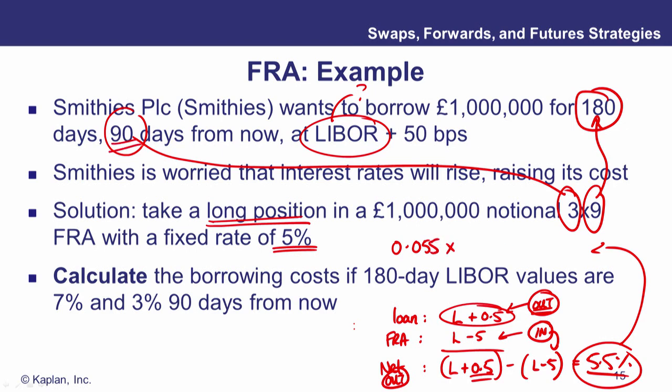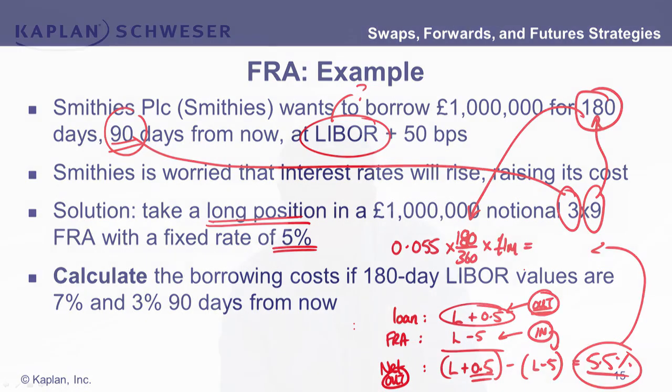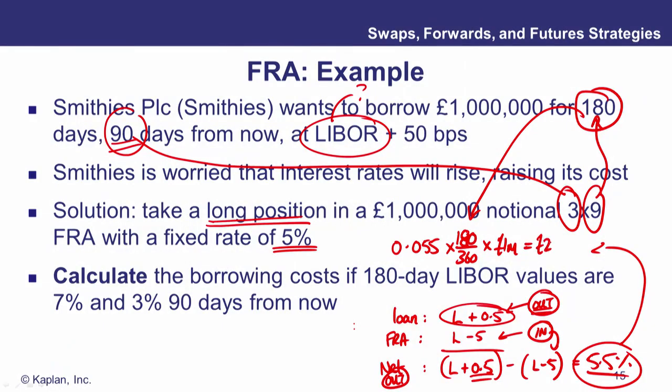There's 180 days in the loan period, multiplied by the notional principal of $1 million. That comes out at 5.5%. Half that, that's 2.75%. Multiply that by $1 million, and we're looking at 27,500 quid. That's definitely what we're going to be paying when we consider our loan plus the FRA.